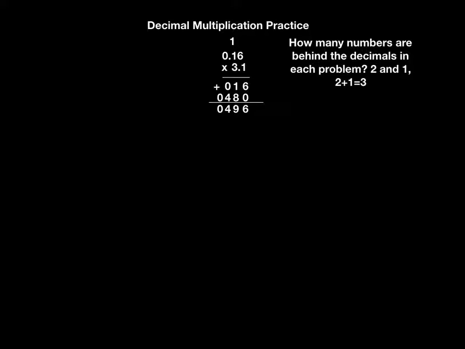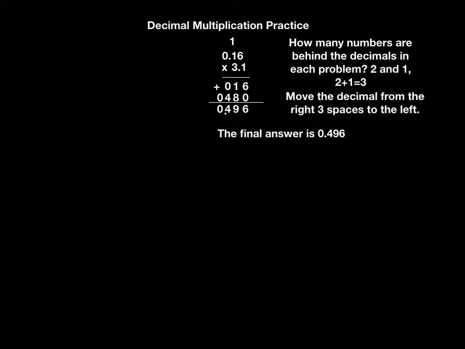How many numbers are behind the decimal in each problem? There's 2 and 1. 2 plus 1 is 3 because the 1 and the 6 are behind the decimal point in the first number. So we move from the right 3 spaces to the left. So we're going to start after the 6. And we're going to move 3 spaces. Now our final answer is 0.496.